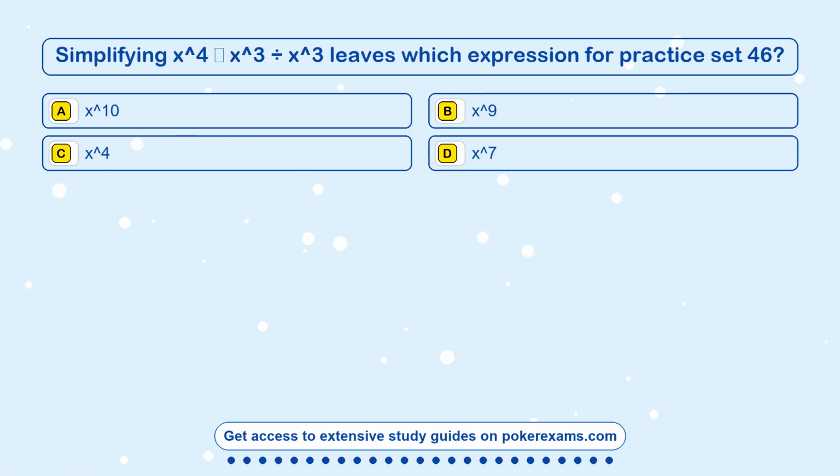Question 6. Simplifying x^4 · x^3 divided by x^3 leaves which expression for practice set 46? Option A x^10. Option B x^9. Option C x^4. Option D x^7.